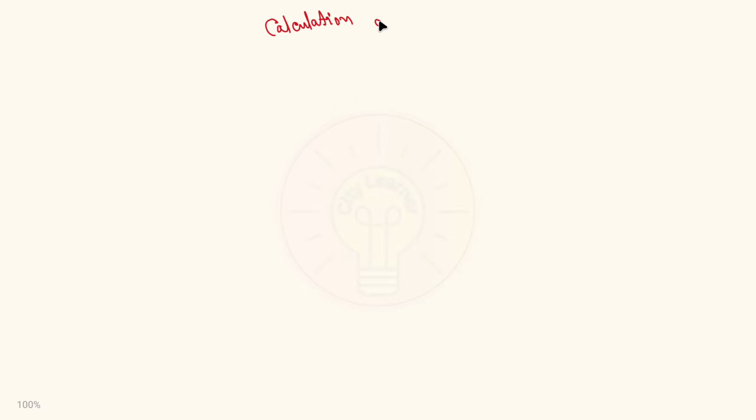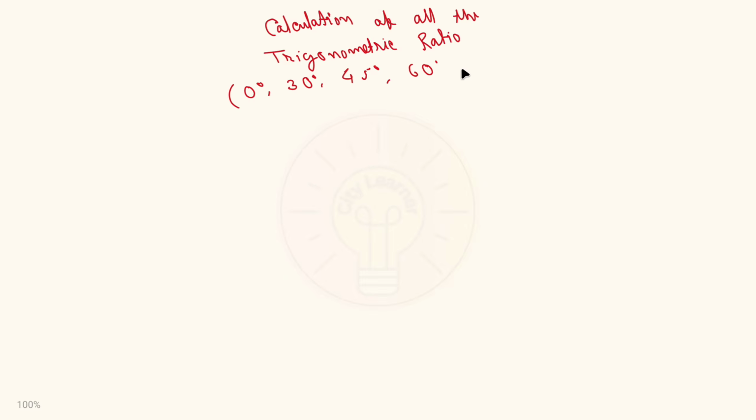So today we are going to discuss how to calculate the trigonometric ratios for all the angles like 0 degree, 30 degree, 45 degree, 60 degree and 90 degree. First we are going to find out the ratios for 60 degree.